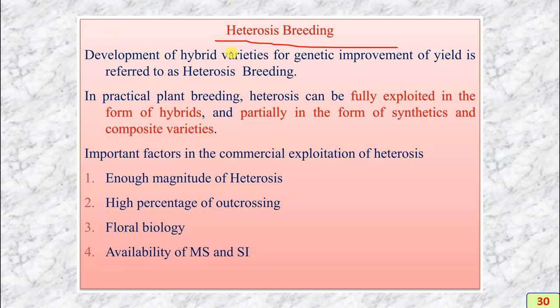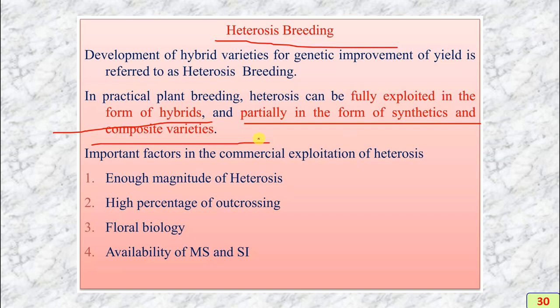So, the development of hybrid varieties. Suppose we want to develop hybrid varieties like Giriraja, Girirani, and the crossbreds. We need to understand all these things. The practical use of heterosis is fully exploited in the form of hybrid animals, and in plant genetics partially in the form of synthetic and composite varieties.